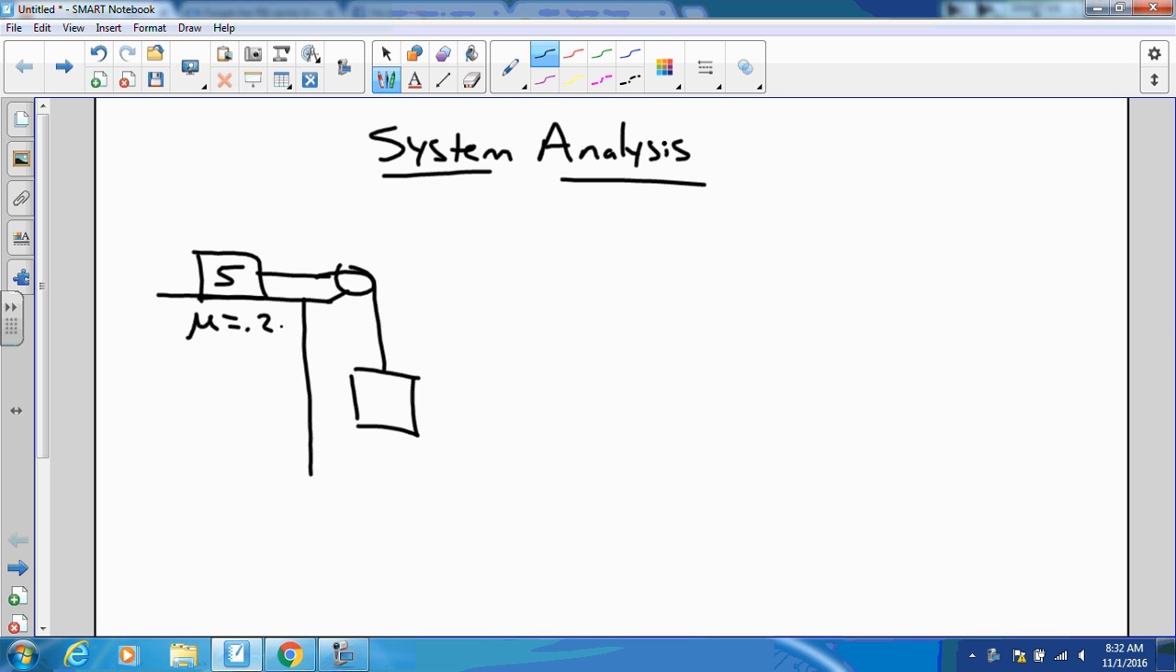with which it has a mu of 0.2, and it is going to be attached by a string to a pulley, and the string is in turn going to be attached to a 10 kilogram mass. And now the question is, what is the acceleration of the 5 kilogram block?